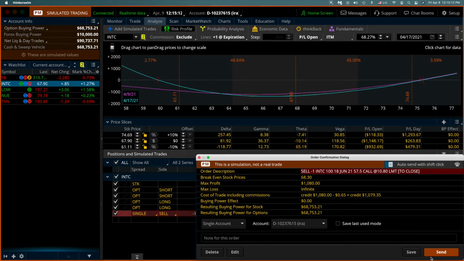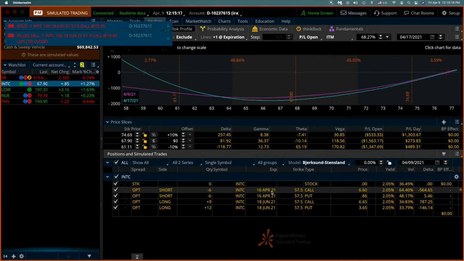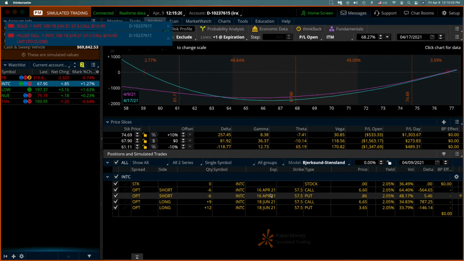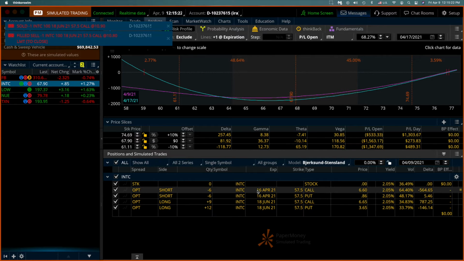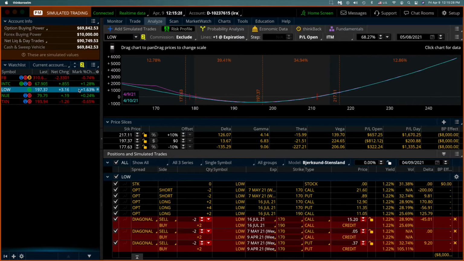We might even recover the loss so far. And then when this April, that's for next week, we could then close the position next week. Okay, that frees a little bit of capital. Let's move on to LOW.